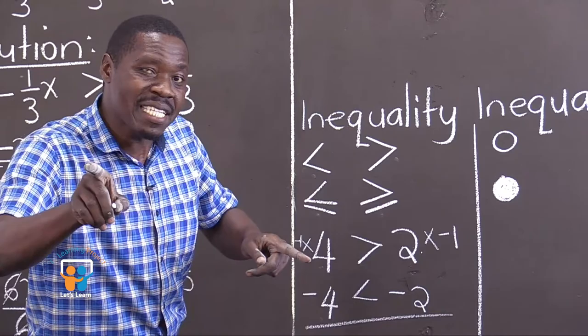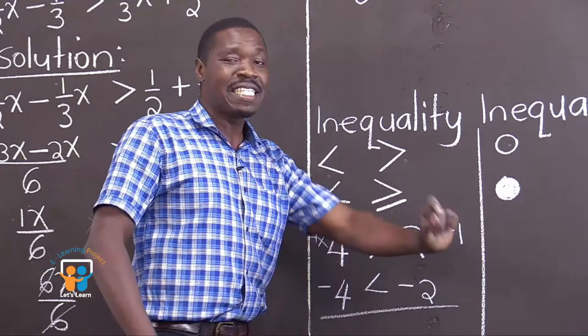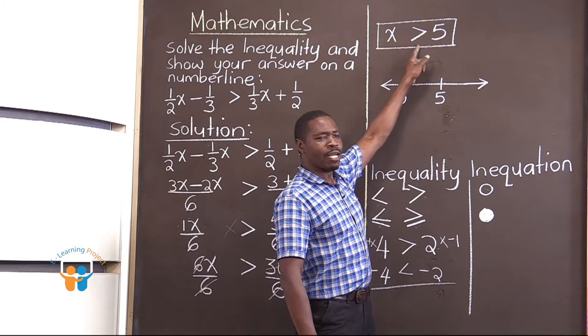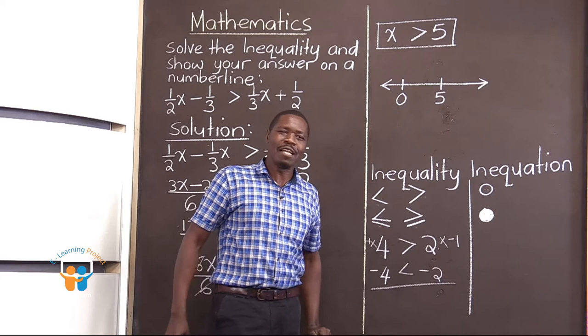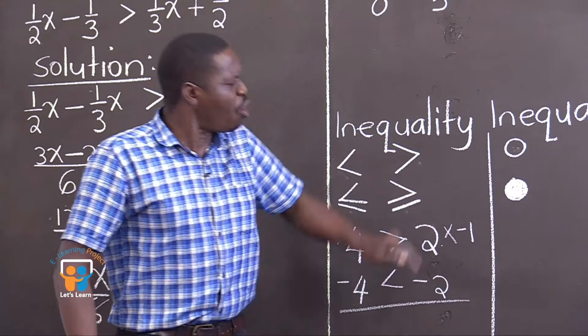But when you have an open circle, it means that where it is standing, it is not one of the answers; it is any other answer apart from where it is standing. Now, what are we going to represent? It is greater than. Do we use an open circle or a closed circle? Viewers, tell me, we want to represent greater than 5. Are we going to use an open circle or a closed circle?